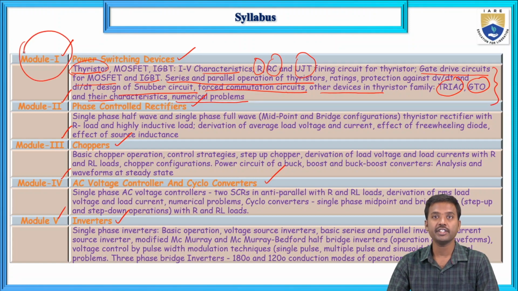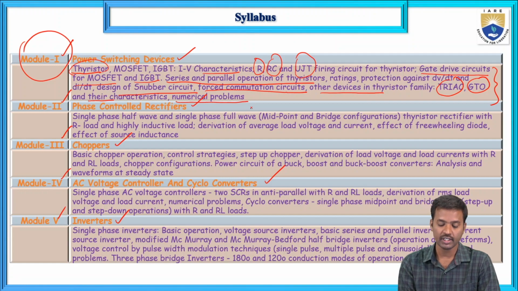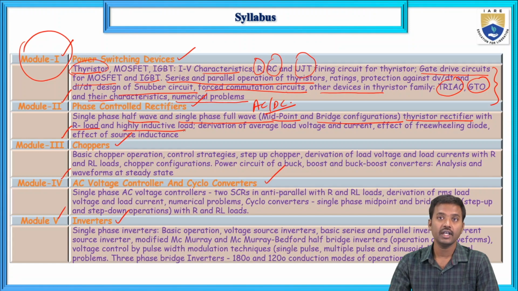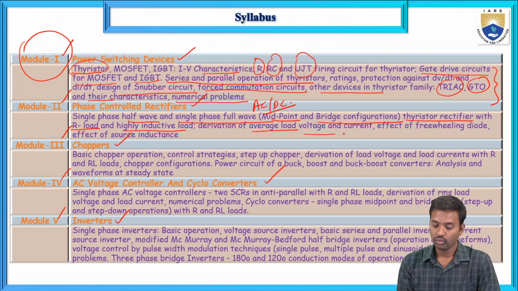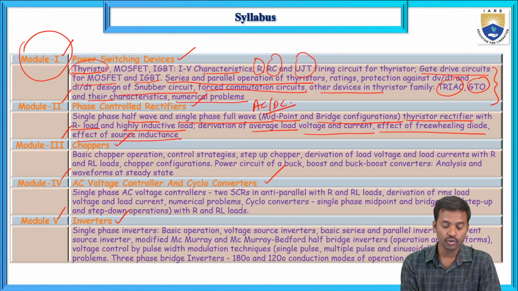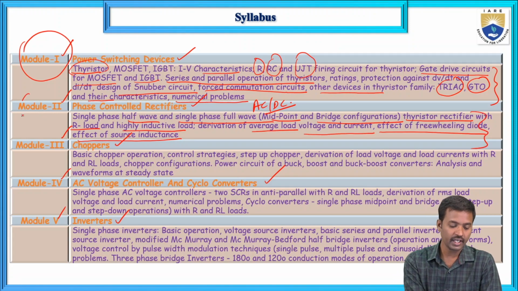And in the second module, phase controlled rectifiers. Rectifiers means AC to DC. So single phase half wave rectifier, and single phase full wave rectifier in midpoint and bridge configuration. For thyristor rectifier with R load and highly inductive load, there are formulas, the derivation of average value and RMS value for voltage and current, the effect of freewheeling diode, and the effect of source inductance. So this is regarding the second module.